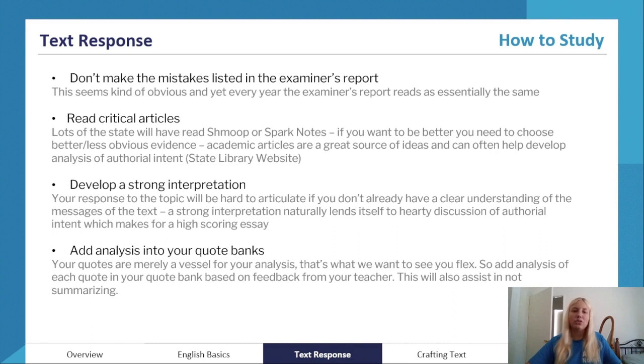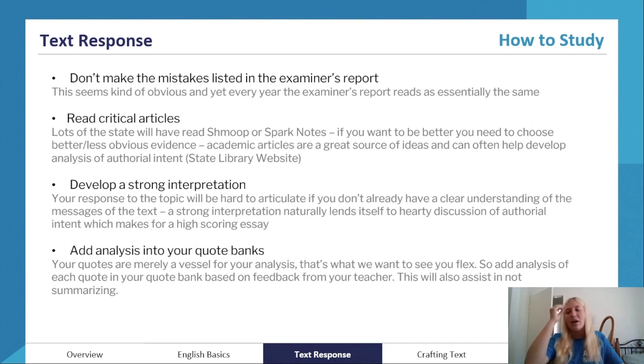Read critical articles to get analytical ideas and ideas for strong interpretation so you can stand out in the English cohort and stand out later on in the year in the exam. Develop strong interpretations, have notes, ask yourself questions.